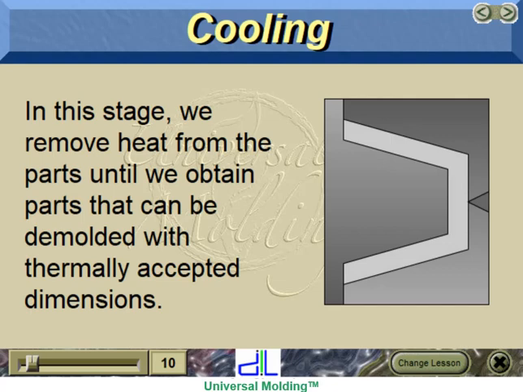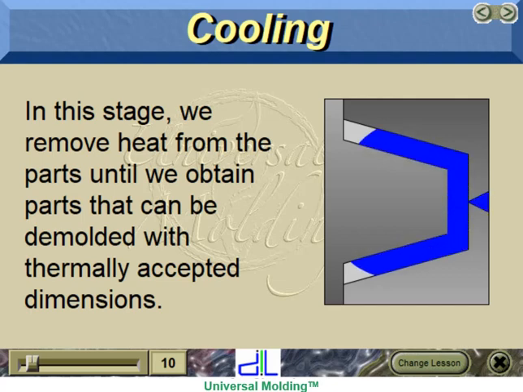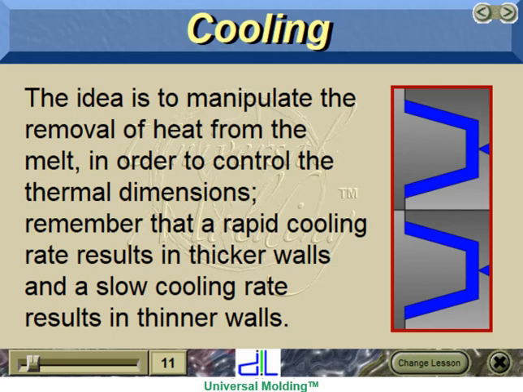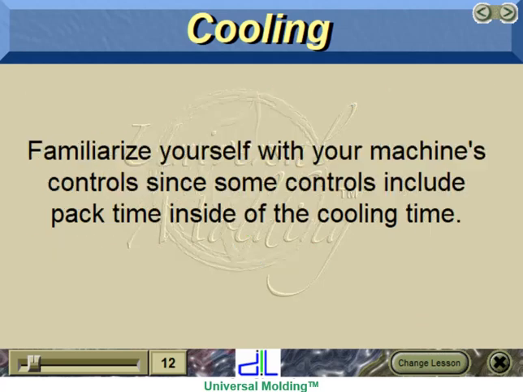In this stage, we remove heat from the parts until we obtain parts that can be demolded with thermally accepted dimensions. The idea is to manipulate the removal of heat from the melt in order to control the thermal dimensions. Remember that a rapid cooling rate results in thicker walls and a slow cooling rate results in thinner walls.